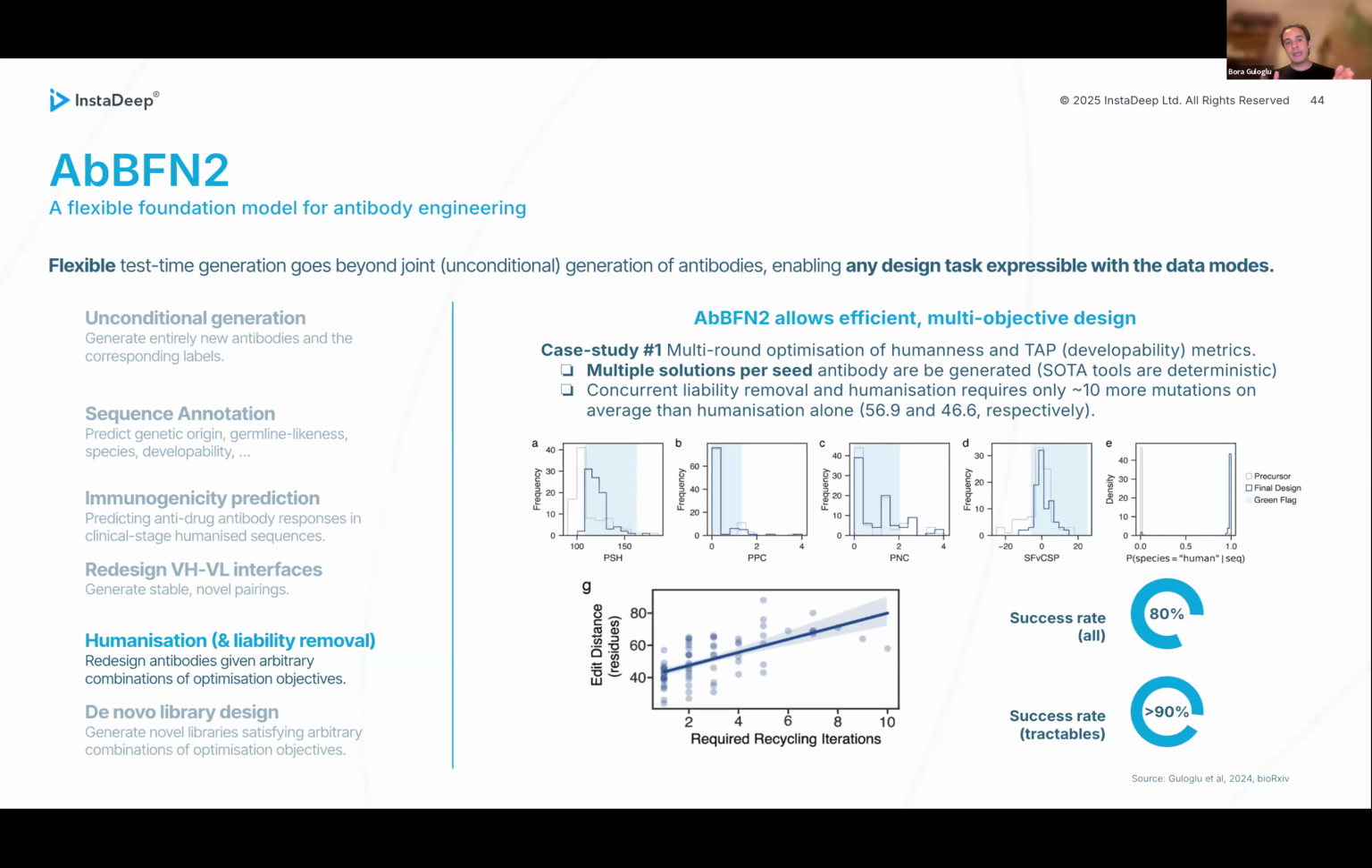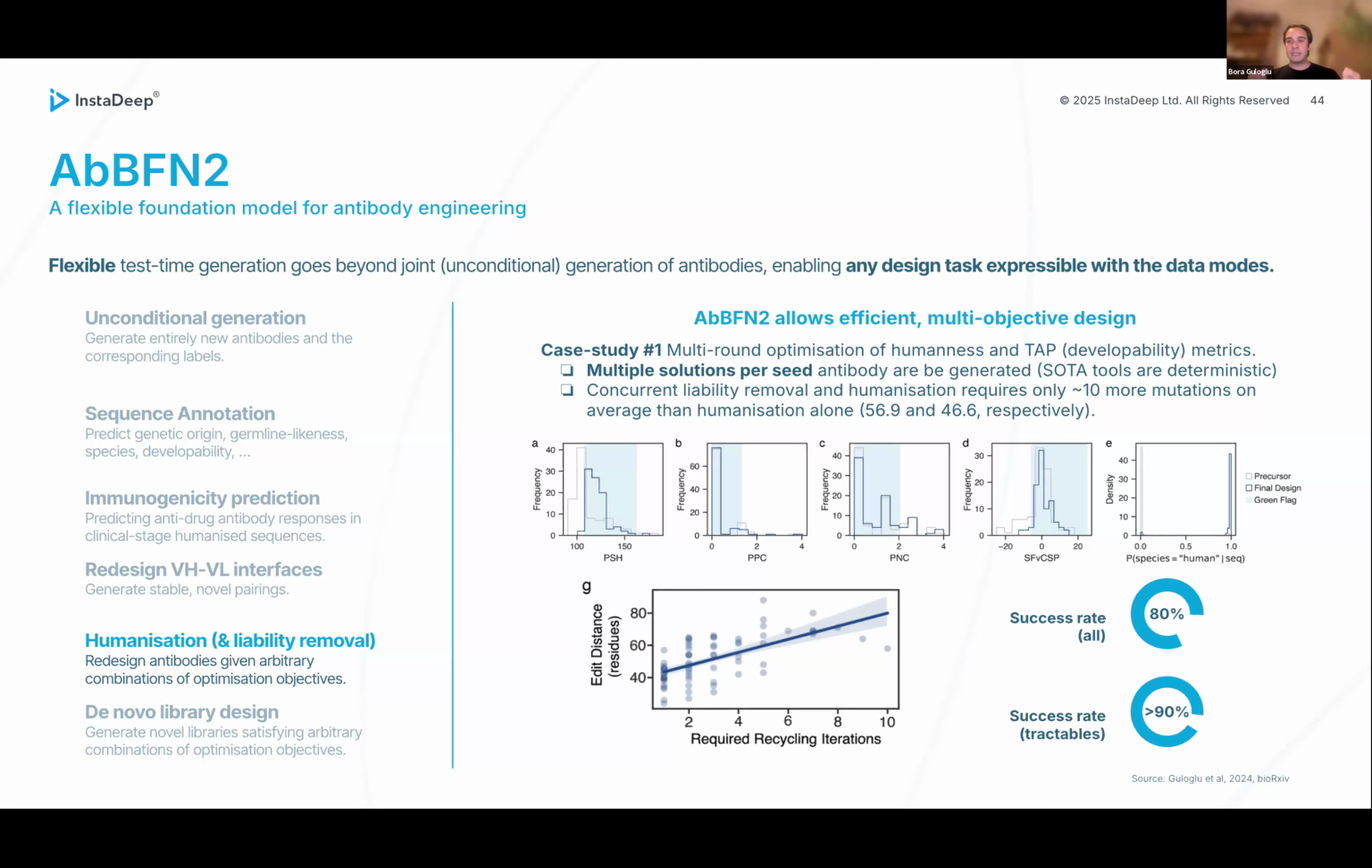And what we want to do here, for panels A to D, is get into that light blue region. That's the region that known therapeutics occupy on these developability metrics. And then on panel B, we just want to go from 0 to 1. So the precursor antibodies, the starting points, are all in the gray histograms, and you can see that the distributions are not where we want them to be.